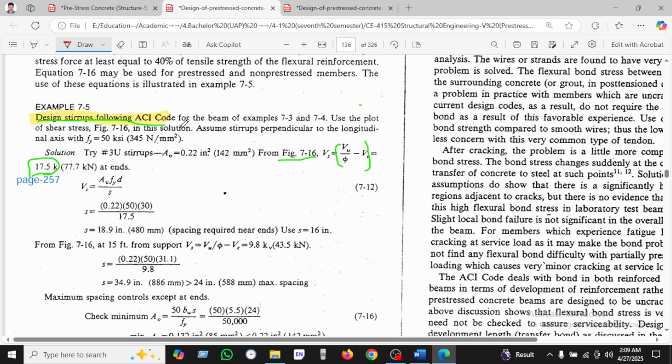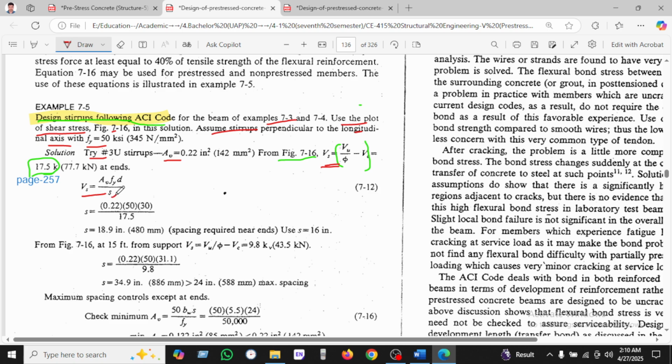So design the stirrup following the ACI code for the beam example given previously. Use the plot of shear stress also given previously, and in the solution assume the stirrup is perpendicular to the longitudinal axis, fy is 50 ksi, as given. So in the solution we've been using a number 3 U 2-leg stirrup, which has Av of 0.22, and the figure is given, and we found Vu divided by phi into bw d is 17.5. So after putting this, we can use this formula and find this here.